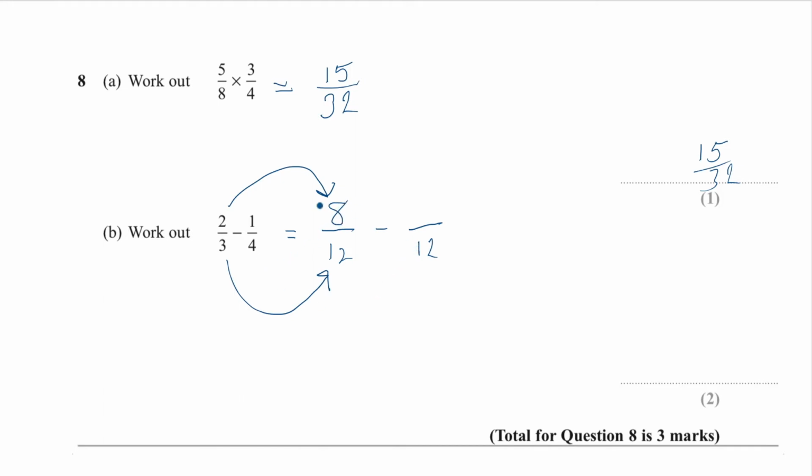And what have we done to the 4? We've multiplied by 3, so we have to multiply the numerator by 3. So that's 3/12. So now we can do it. 8 take away 3 over 12. So that is 5/12.